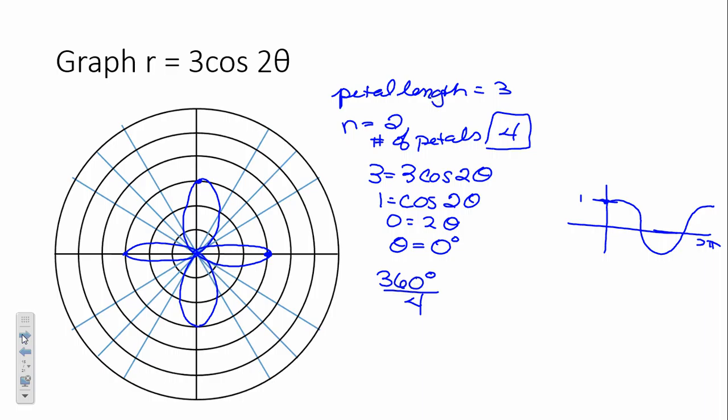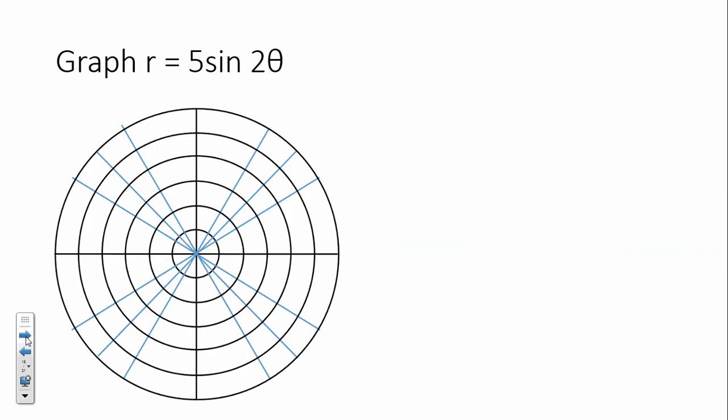That's how much we're rotating from our original. Okay? Other questions about this slide? All right, next one. Now we want r equals 5 times the sine of 2 theta. So how long will my petals be? Good. How many petals will we have?